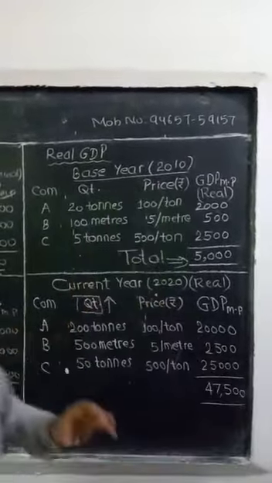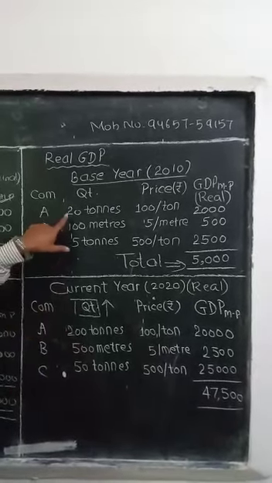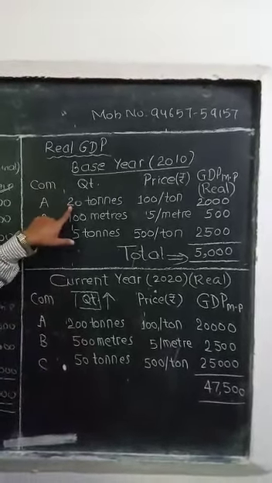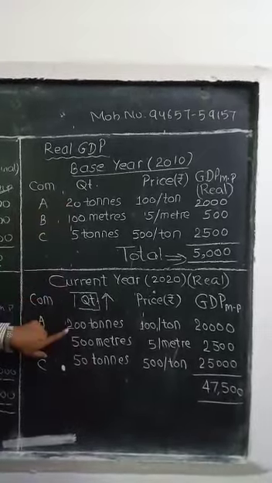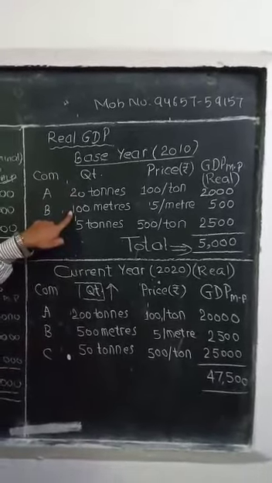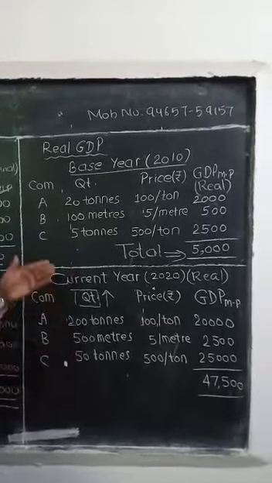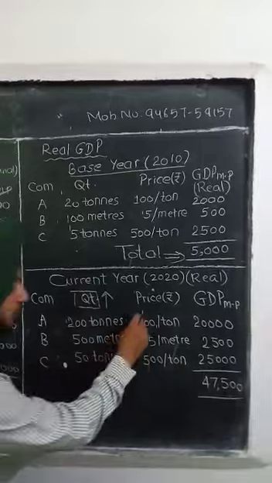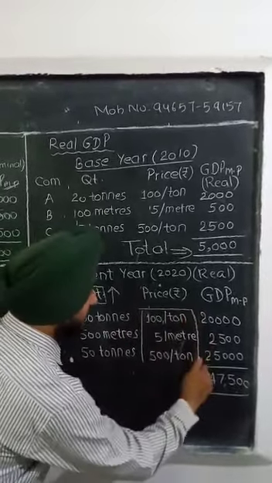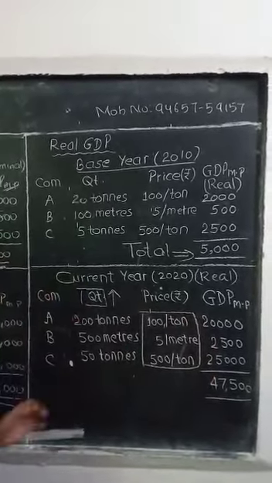Okay, now the production has increased. Earlier in 2010 we were producing 20 tons, now it is 200 tons. Earlier it was 100 meters, now it is 500 meters, 5 tons, 50 tons. Okay, so production has increased, but the prices are not changing. Okay, this is the real GDP.